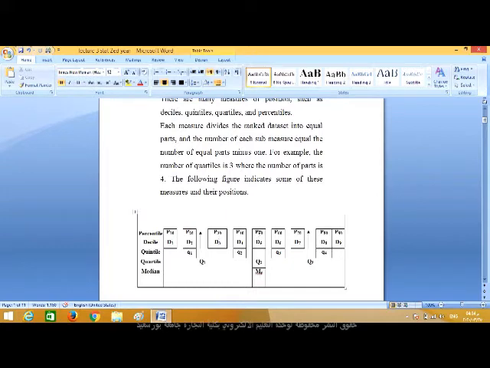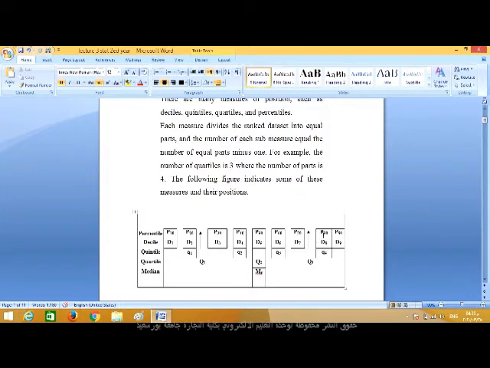The 50th percentile is equal to the fifth decile, and also equal to the second quartile and the median. The 60th percentile is equal to the sixth decile and also equal to the third quintile. Okay? The 70th percentile is equal to the seventh decile, and so on.